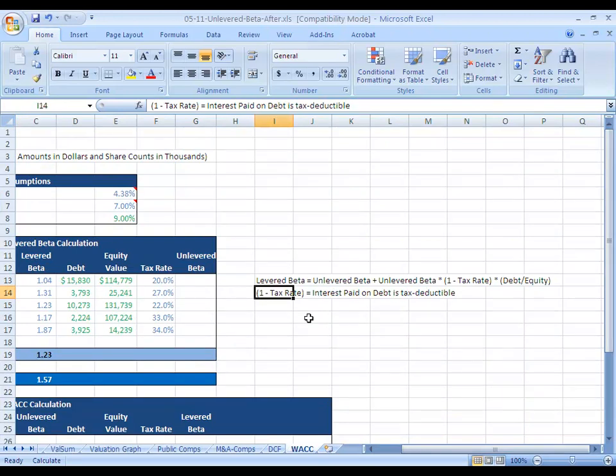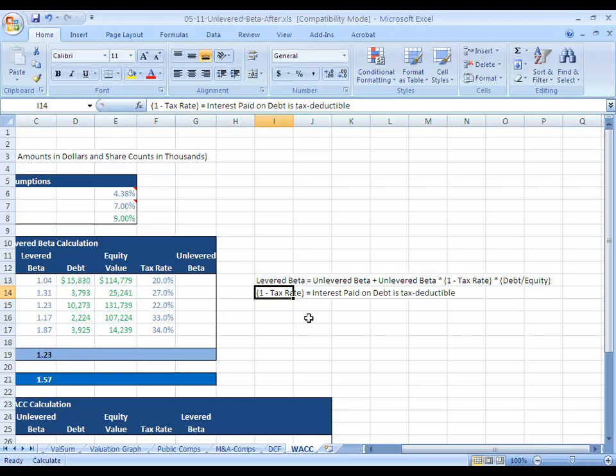And we're multiplying by 1 minus the tax rate here because if a company gets taxed, which all companies do, and it has debt, the tax effectively reduces the risk of that debt because the tax means that the company is not going to have to pay as much in terms of the interest on debt as they would if they did not have that tax rate.